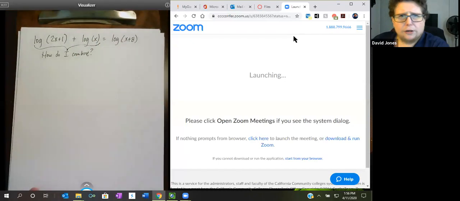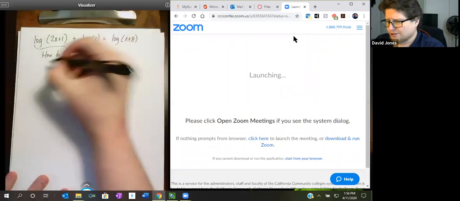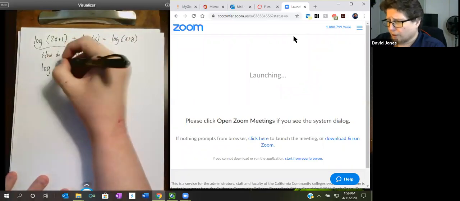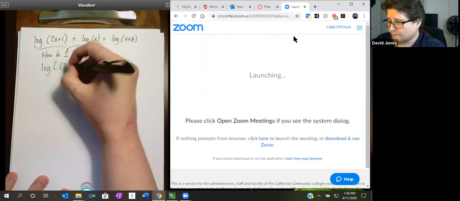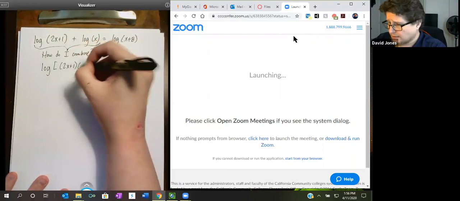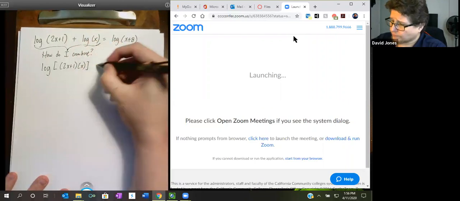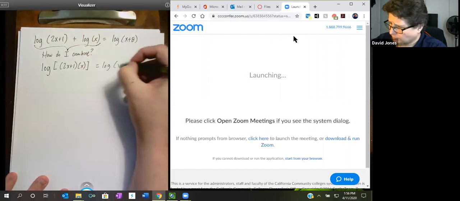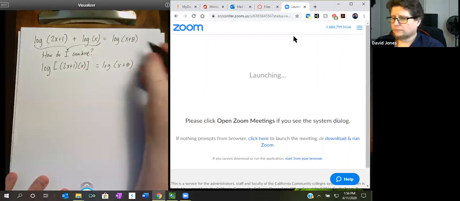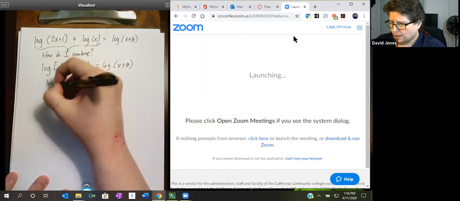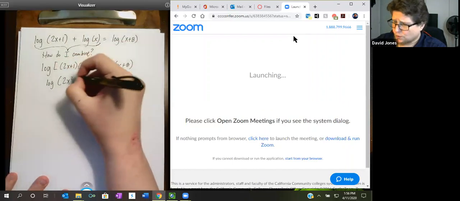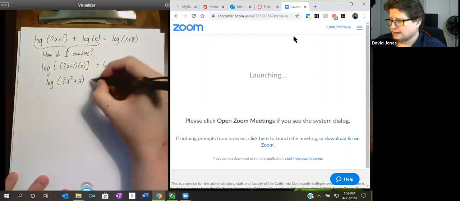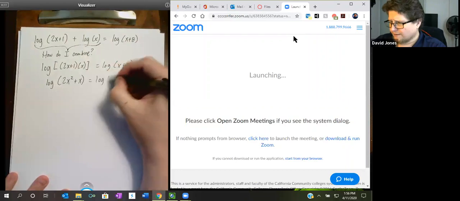Hopefully you did the homework on the section with logarithms first. Recall, addition on the outside turns into multiplication on the inside. So I have log of 2x squared plus x equals log of x plus 8.